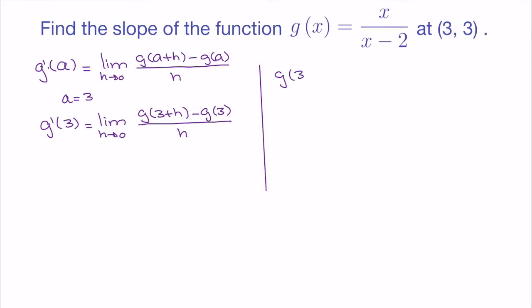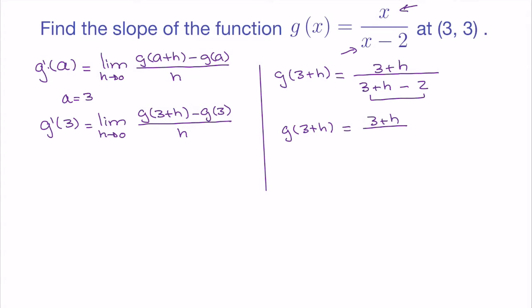g of 3 plus h is going to be what? We replace 3 plus h everywhere we see x in the function. So here we replace x by 3 plus h, so it's 3 plus h divided by, for this x, we replace 3 plus h again and leave the negative 2 there, and then combine the two numbers. So g of 3 plus h is 3 plus h over h plus 1.